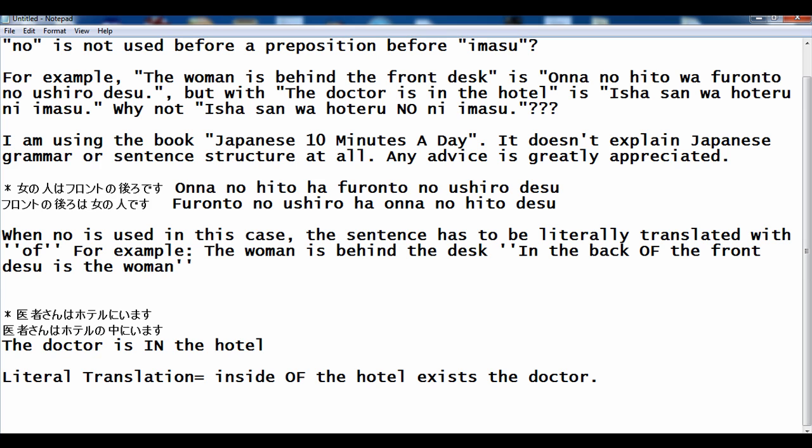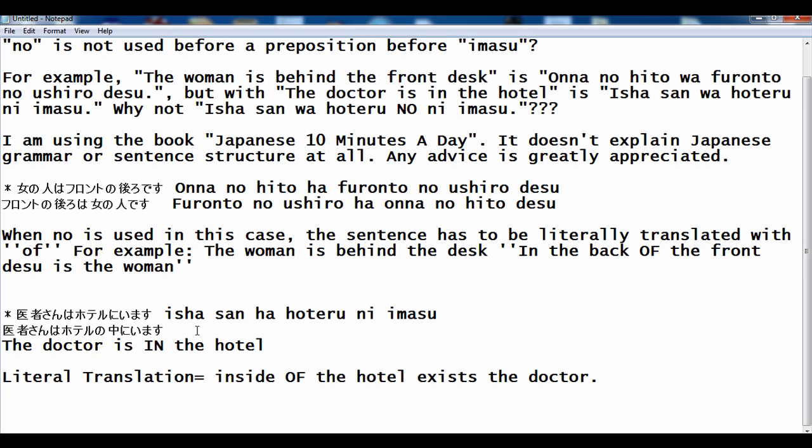Now let's look at the Isha one. Isha-san wa hoteru ni imasu. Okay, the doctor is in the hotel, right? Now, you can use no, but this sentence here you wrote won't work. You have to have a preposition here to use no. So remember, before ushiro is behind, so it is in back of that.